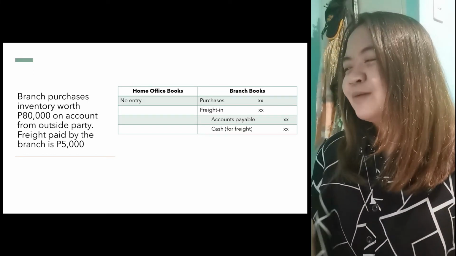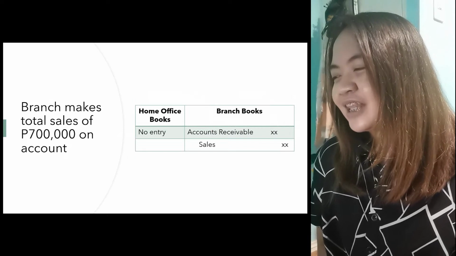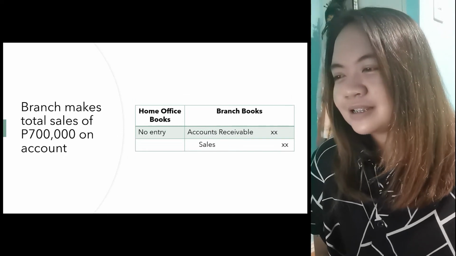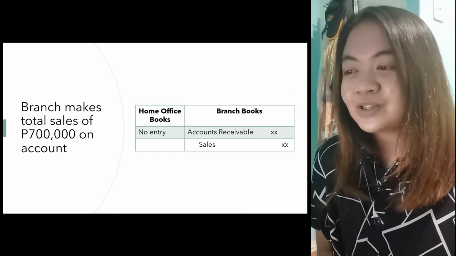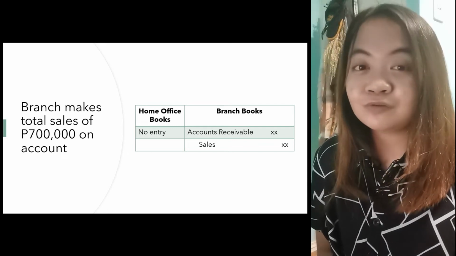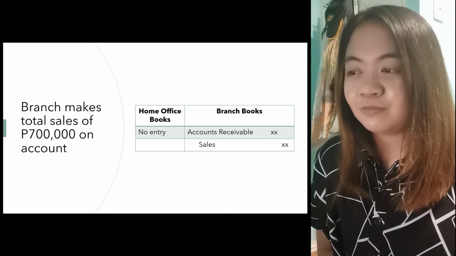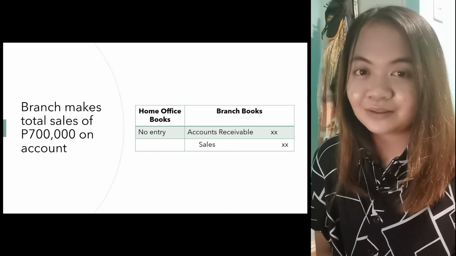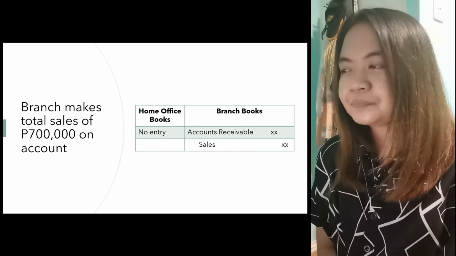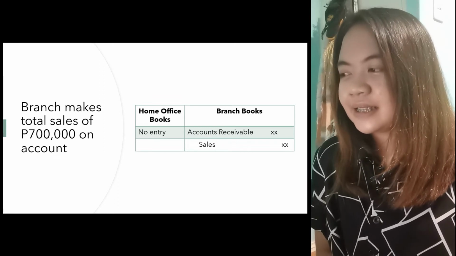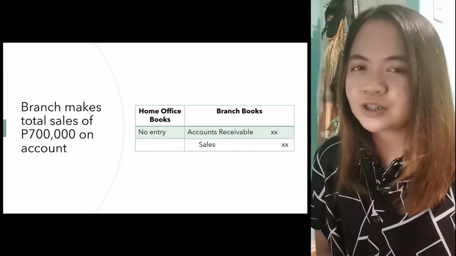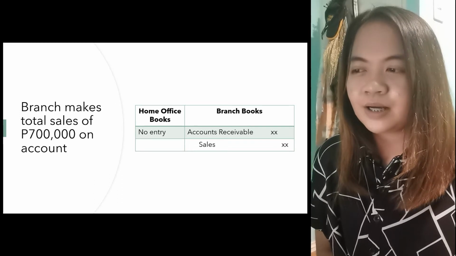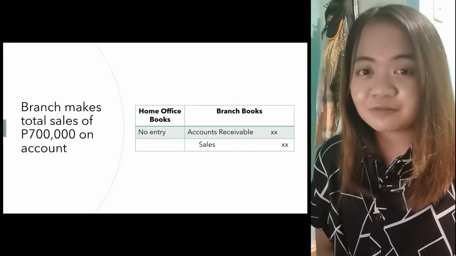Okay, so yun. Branch makes total sales of 700,000 on account. So, this one is nag-sales na si branch. So, wala naman transaction from home office, kaya no entry kay home office. Kay branch is debit accounts receivable, credit sales. Okay, the usual. Next, branch collects 800,000 from accounts receivable. Walang transaction kay home office. Kay branch, debit cash, credit accounts receivable.